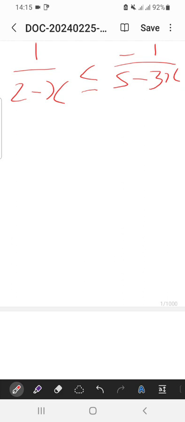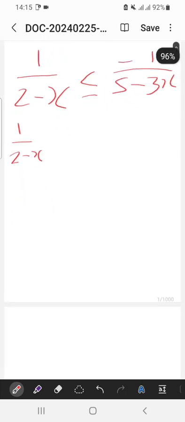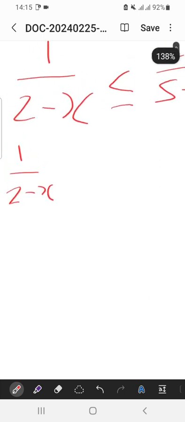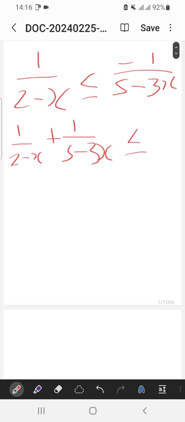Now, you may be tempted to do this, right? Say 2 minus x, times it by negative 1 across, but you can't do that because you do not know if x is negative, right? Because x can be negative, but you do not know. So we have to move the fraction on the left, make the right 0, okay? So it's 1 over 2 minus x. Bring the fraction to the left. So right hand the fraction is minus 1 over 5 minus 3x. Then that will make it plus 1 over 5 minus 3x, less than or equal to 0.